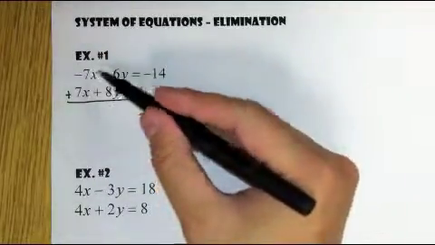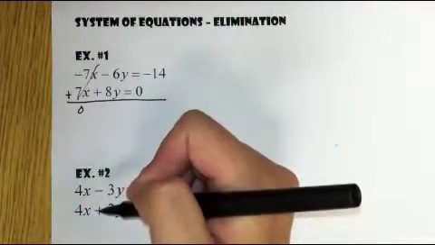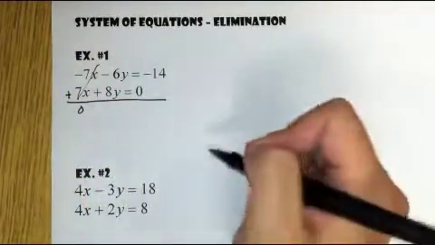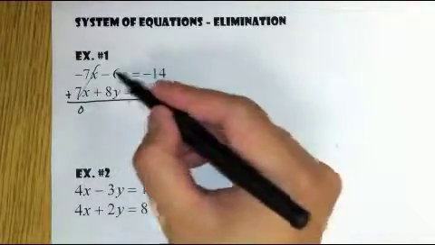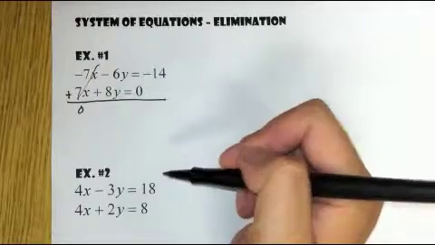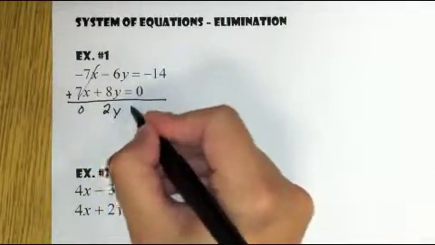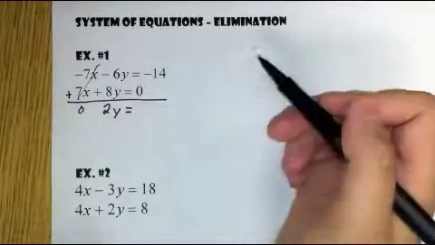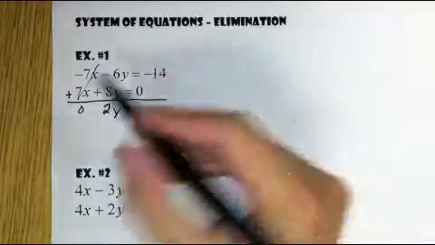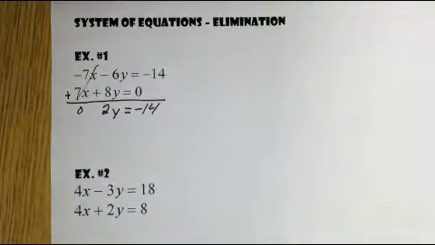So what is negative 7x plus 7x? 0. It's eliminated. Let's move to the next thing. Are these the same variables? So can we combine like terms? Yes. Negative 6y plus 8y, I believe that's 2y. Almost done. Look at our constants. They're constants, so they're like terms. What's negative 14 plus 0? Negative 14. So far, so good.